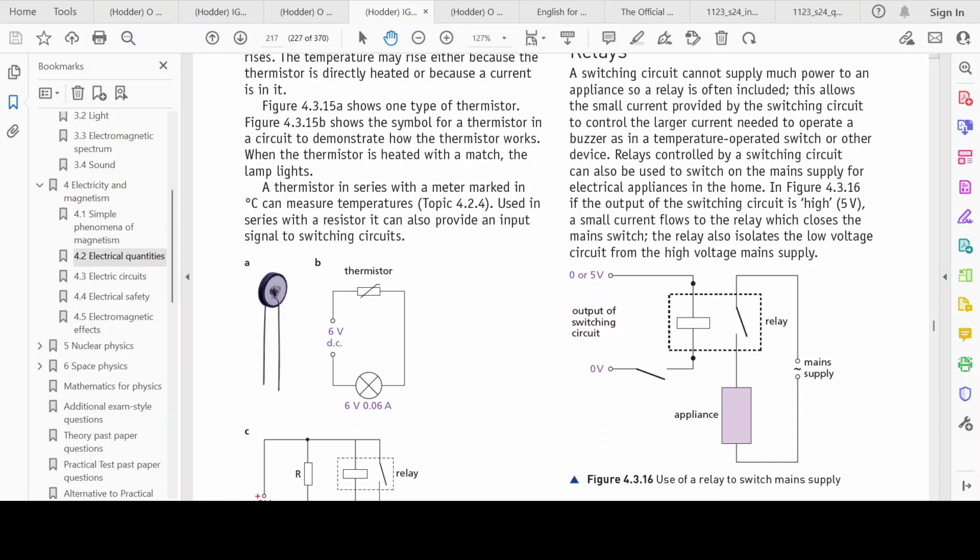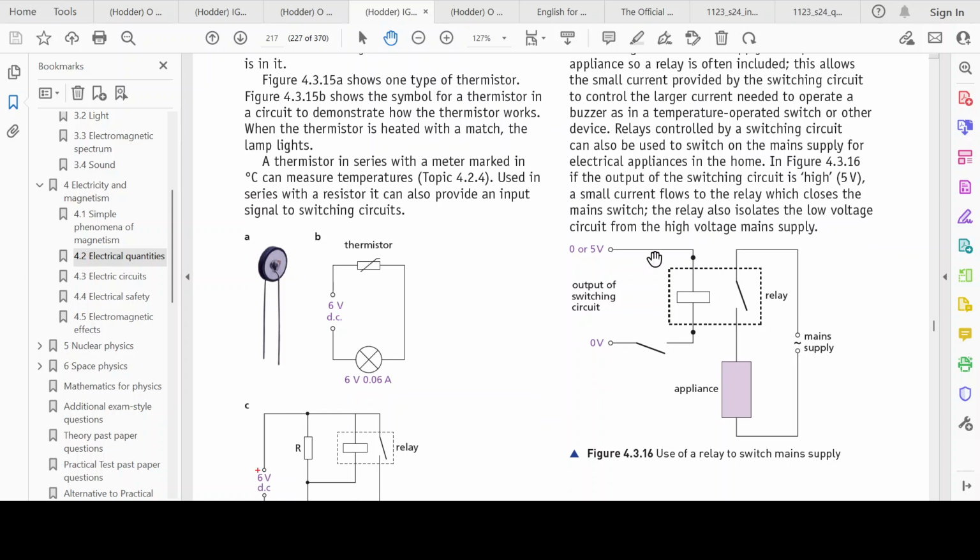So over here, this is the output of the switching circuit. You close the switch, right, and you allow current to flow through, and so it's applied to it, it's connected to a relay. This allows the small current provided by the switching circuit to control the larger current needed to operate a buzzer, as in a temperature operated switch or other devices. Okay. Relays controlled by a switching circuit can also be used to switch on the main supply for electrical appliances in the home. So figure 4.3.16, that's over here.